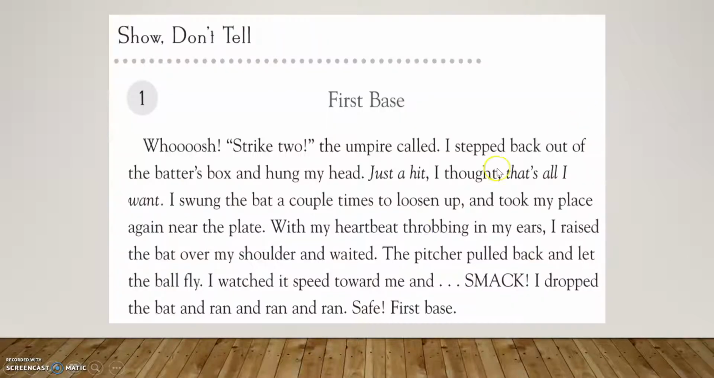So, nowhere in this story has the author told us that they were writing about baseball. We've used our prior knowledge, or what we already know about something, to imagine what is happening in our head. The author has created some really interesting words like whoosh, which would be the sound of the ball coming towards or going past the batter. He's also used "with my heartbeat throbbing in my ears." That describes to me that this person is really anxious and nervous. He desperately wants to make this run. Then we see smack, so we know that the ball has made contact with the bat. "I dropped the bat and ran and ran and ran, safe at first base." I know that first base is in the game of baseball or softball. So this author has shown us what's happening in a scene without actually telling us. It's a great example.